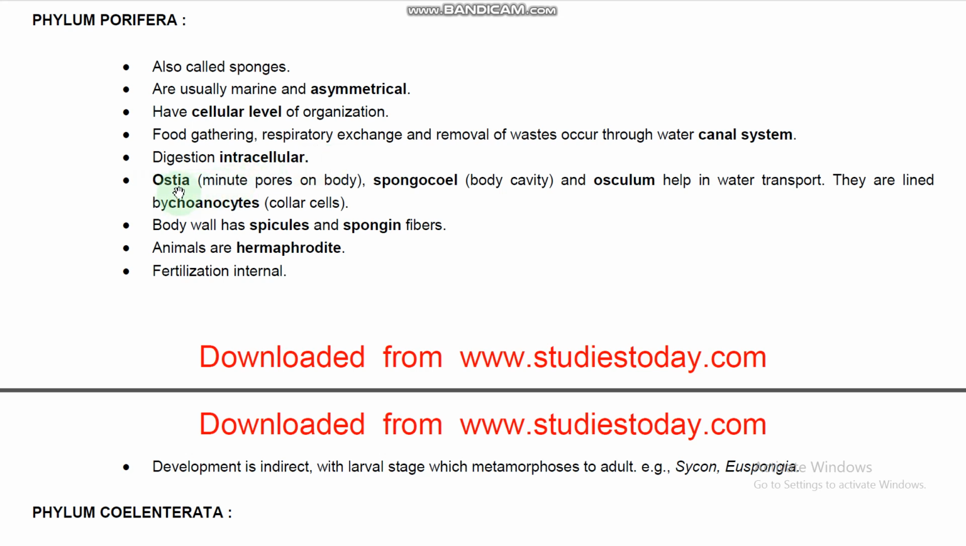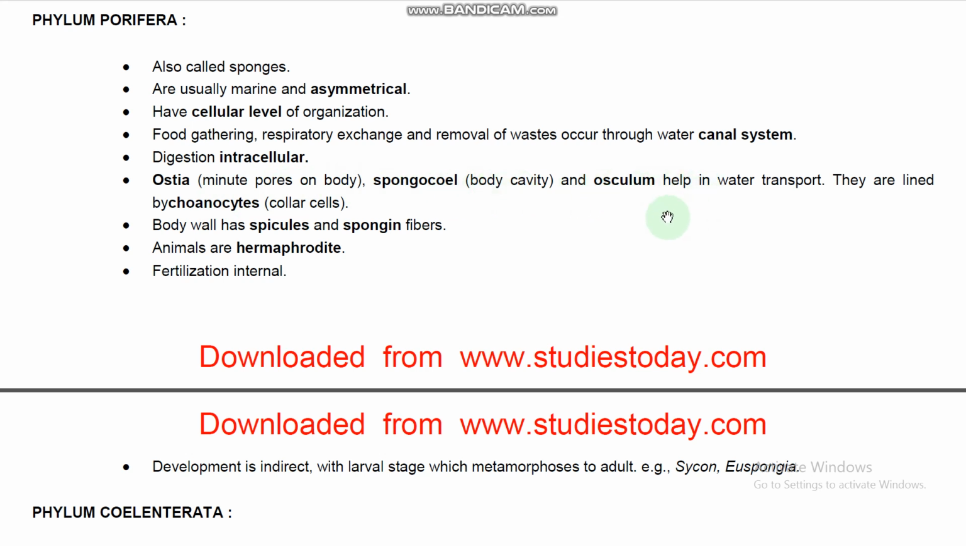Next one, ostia, spongocoel and osculum help in water transport. In the water canal system, how does it work? What is meant by Porifera? There are small pores present throughout the body. So what are the small pores? Ostia, minute pores on the body. And spongocoel, the body cavity, is called spongocoel.